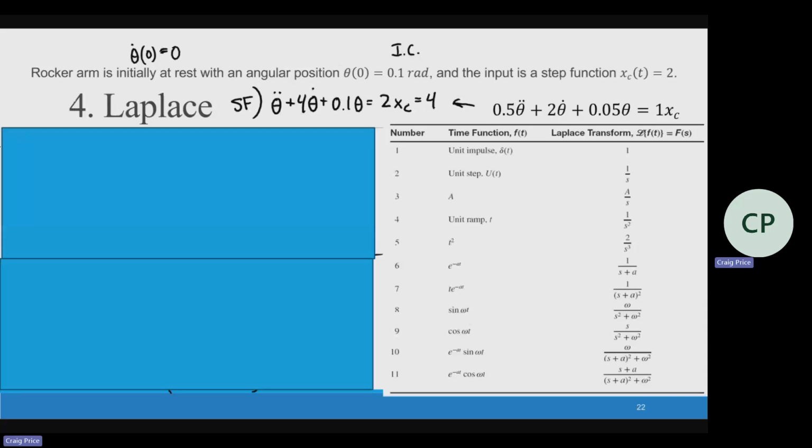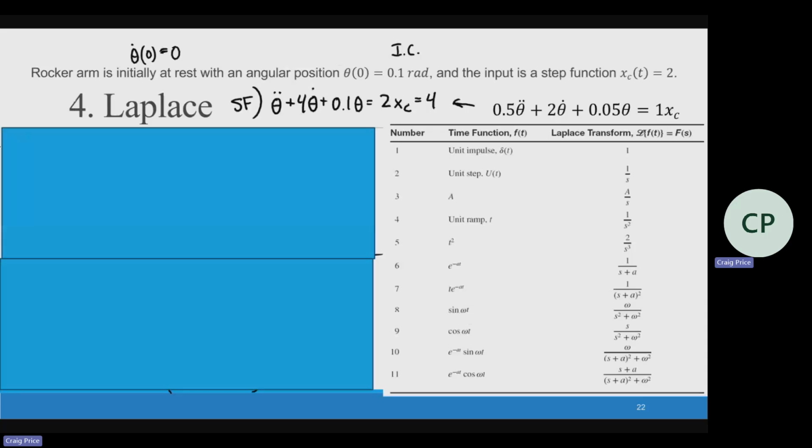Twenty times the input, and the input is, that's not 4, it's 2. So 20 times 2 is 40. So we know that our final theta in radians should be 40.